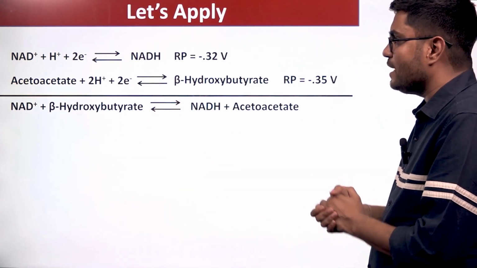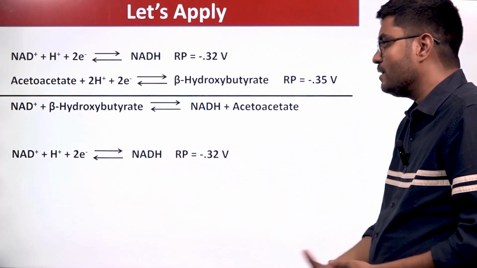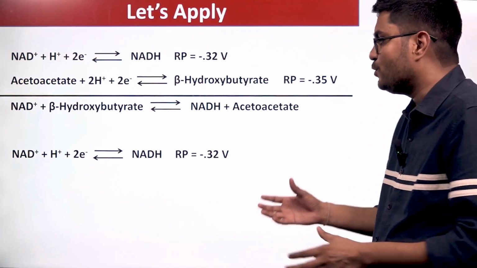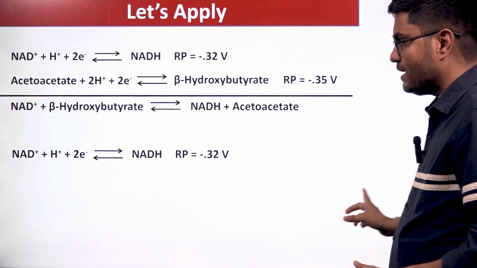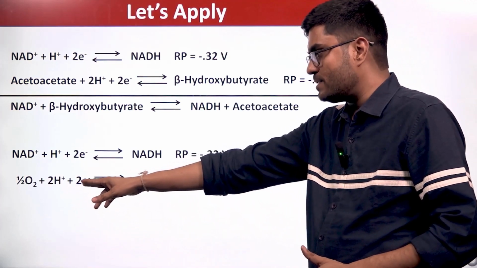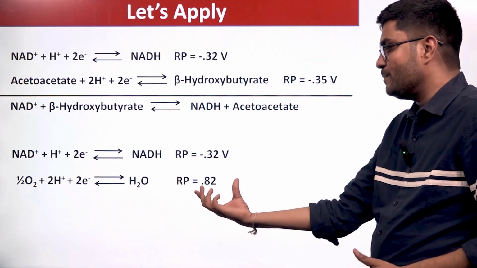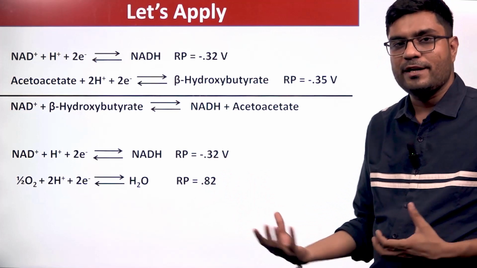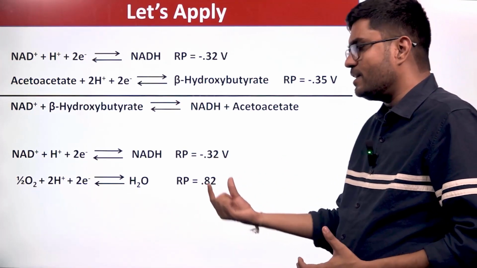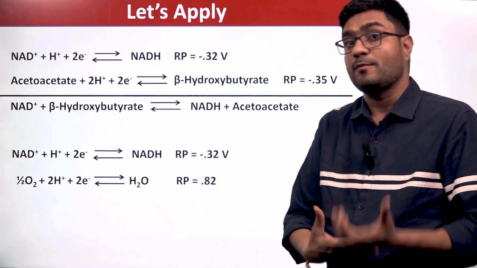Now let's see another example. We are again bringing NAD plus plus H plus plus 2 electrons with the reduction potential value equal to minus 0.32 volt. Now we are bringing another reaction into the same microenvironment, where half O2 plus 2H plus, after accepting 2 electrons, converts into water, and the reduction potential value is equal to 0.82. It is very high according to biological standards, because this reduction potential is one of the highest values in natural system or biological system or cellular system.